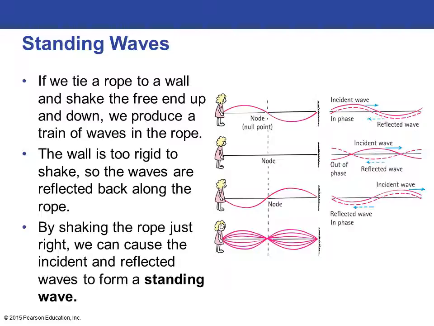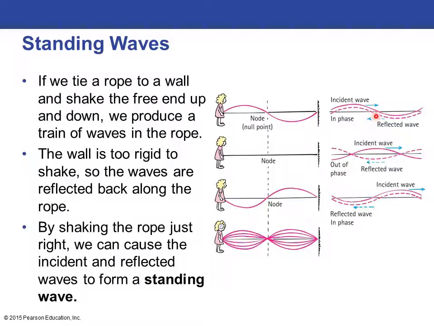If the wall is too rigid to shake, so assuming that your wall doesn't move, the waves would be reflected back. You would hit the wall, and then the waves would be reflected back, and the waves being created and reflected back form what's called a standing wave. So looking at it on the right-hand side, you create the wave going into the wall, and the wave gets reflected back against the wall.